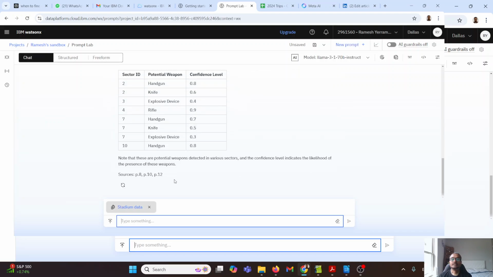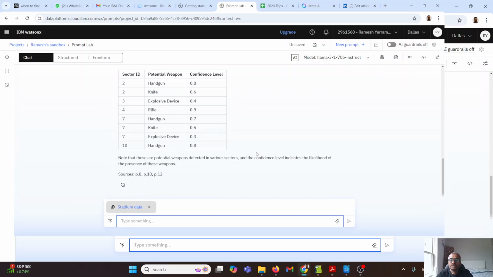With a confidence level, this is again all probability driven, because there is no way to say with certainty that it is 100% true that some weapon has been detected. It's only a confidence level of 0.8 from basic statistics. So in sector 2, there is a potential for a handgun and a knife. In sector 3, there's a potential for an explosive device with a probability of 0.4. In sector 4, there is a rifle with a probability of 0.9. In sector 7, there is a handgun with 0.7 probability, and so on. So we said what are the weapons, right?